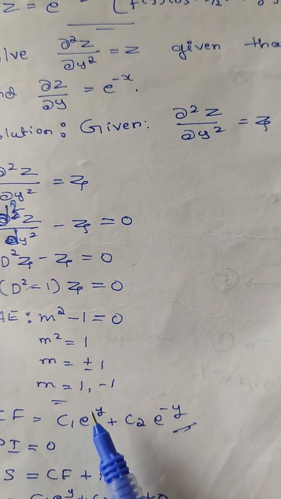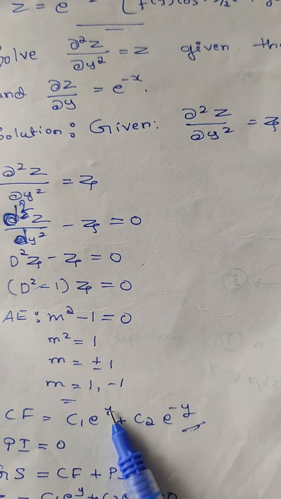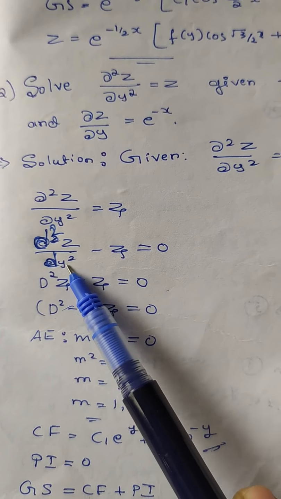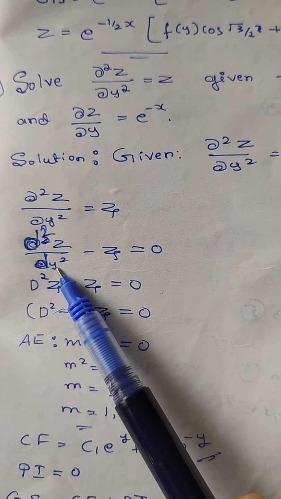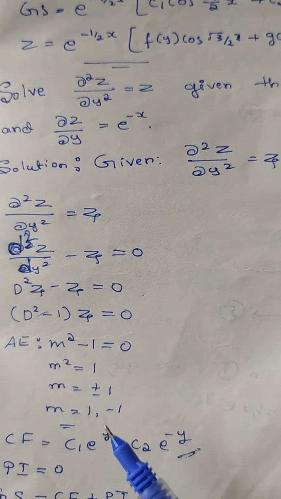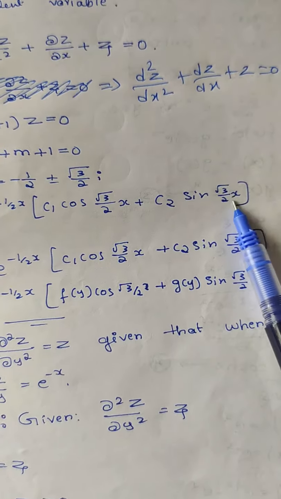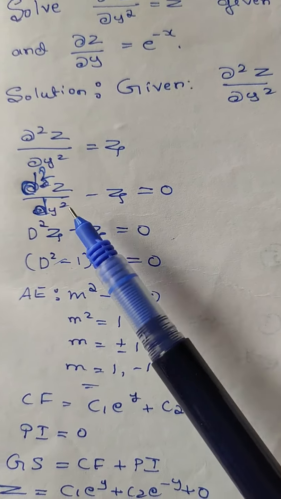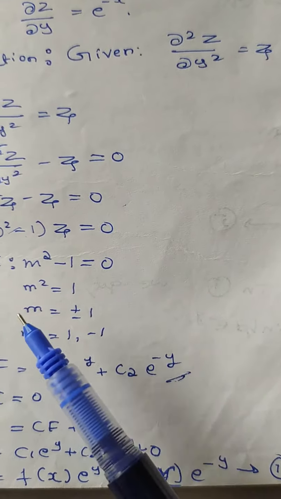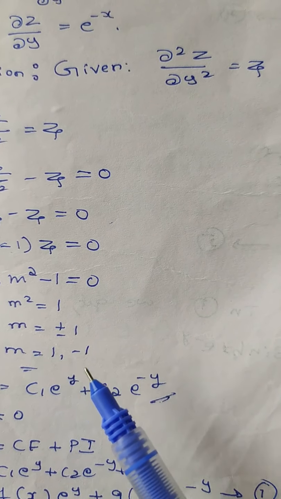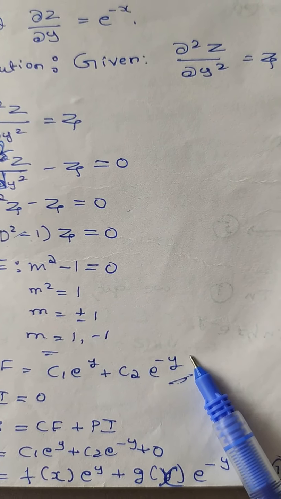C1 e power y. Why? Because y is the independent variable. You should write the solution in terms of y. But in the previous problem, since x is the independent variable, we wrote the solution in terms of x. Here, y is the independent variable, so write the solution in terms of y. Okay, C1 e power y plus C2 e power minus y.